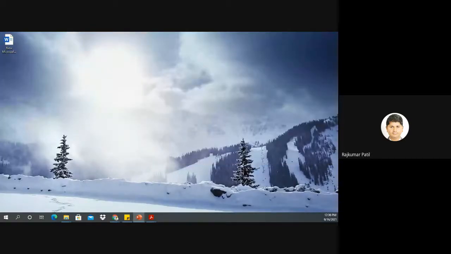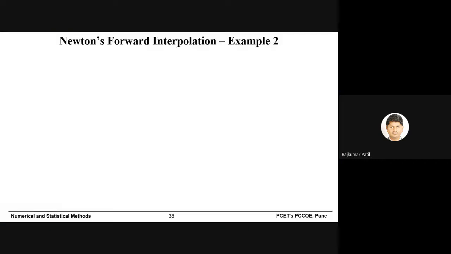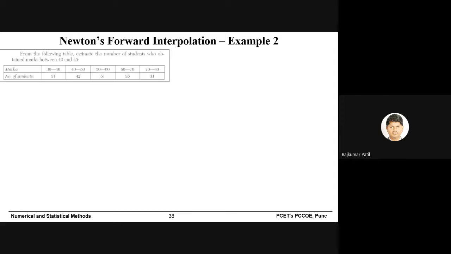We will take one more example. Why? Because just like Lagrange's interpolation, here also the problem is defined in such a way that you may get confused. Please read this problem carefully. When you compare this problem with the previous problem, the previous problem was very straightforward and you could easily solve it. But here, that is not the case.